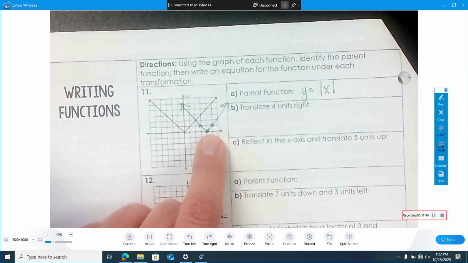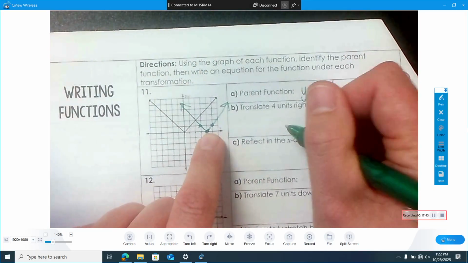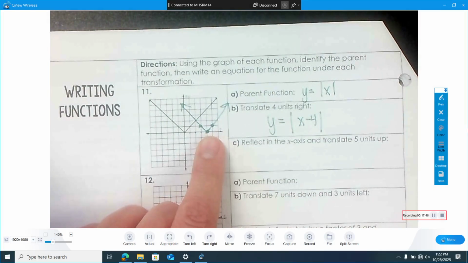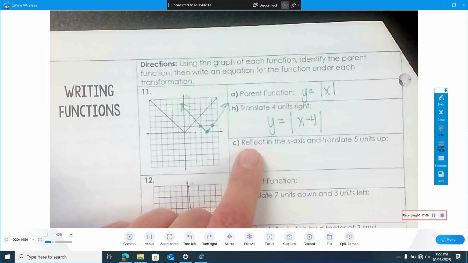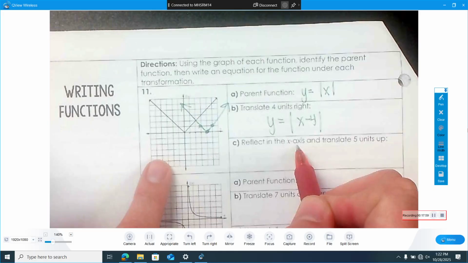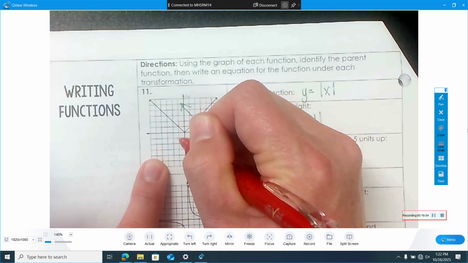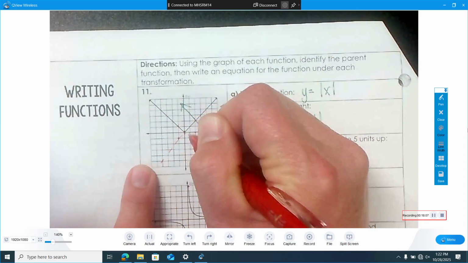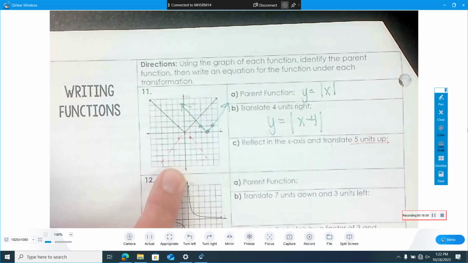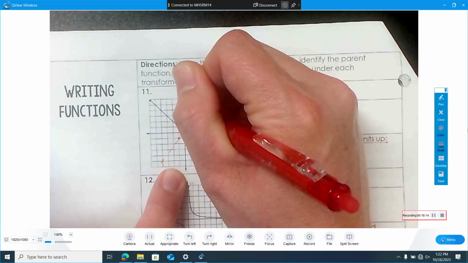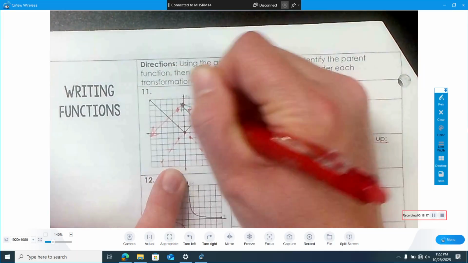So what's the equation for the green graph? Y equals x minus 4 inside the absolute values. Right, good job. So then the question is, hey, what do we write if I reflect in the x-axis? So I take this graph, and the original graph, and I reflect it over the x-axis. So now it's like this. And then I translate it 5 units up. So now I take this red curve and shift it up 1, 2, 3, 4, 5. So now it's like this.